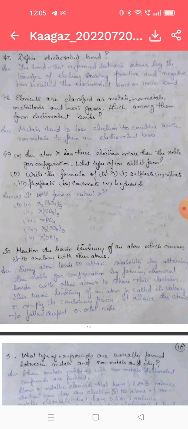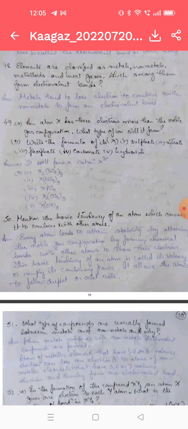The formula with sulfate will be X2(SO4)3, because sulfate has a valency of 2 and X has a valency of 3. Nitrate will be X(NO3)3. Then XPO4, because PO4 has a valency of 3. Then X2(CO3)3 will be carbonate, and hydroxide X(OH)3.